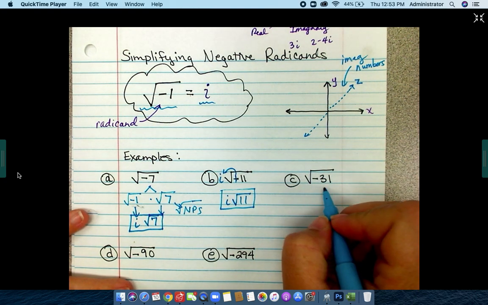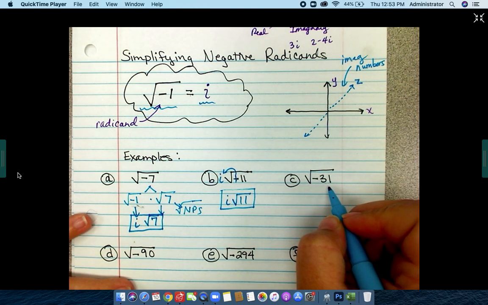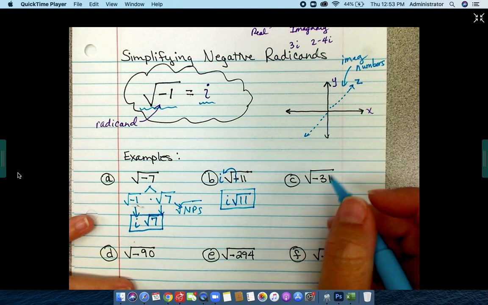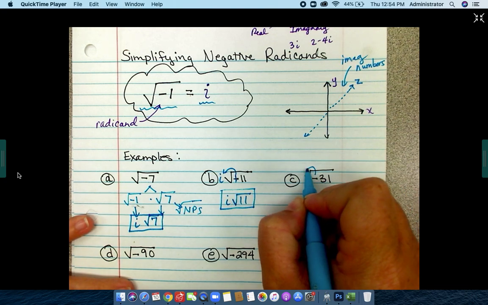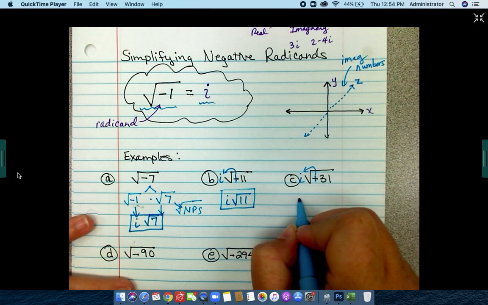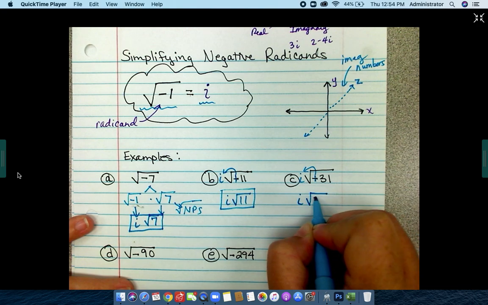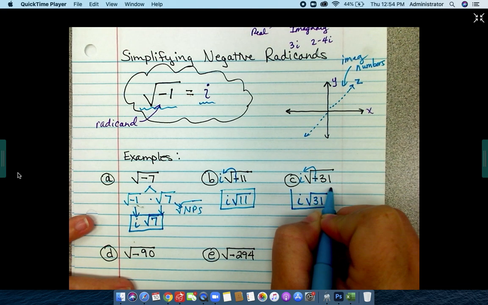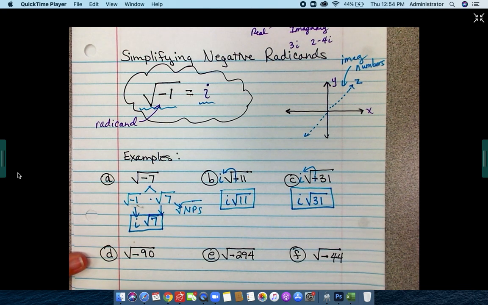Same for C. 31 is also a prime number. Its only factors are 31 and 1. So again, put an i out front, making it positive, but because we can't simplify the square root of 31 any further, this will be our answer, i square root of 31.